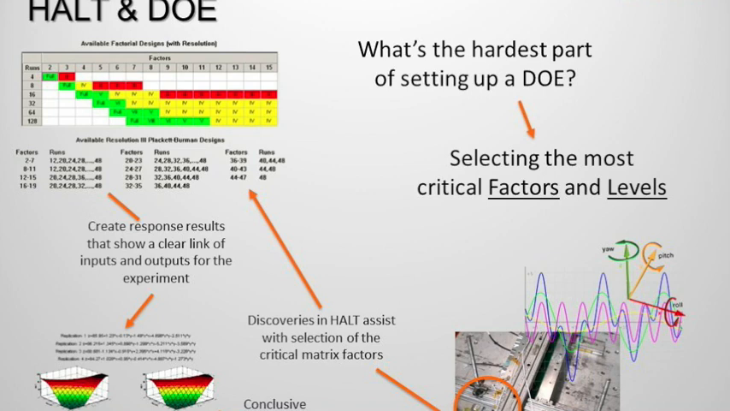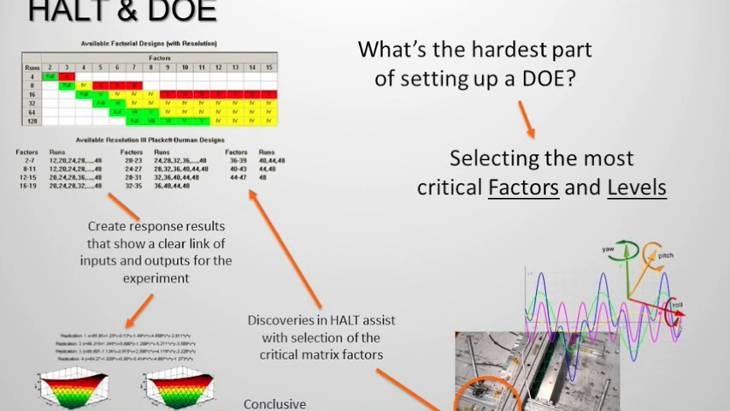Doesn't it seem like it would be of tremendous benefit to have experienced some relationships between stresses and failure modes? And you can do this very quickly in HALT testing within just 2 or 3 days. You can begin to see these relationships, and that will help shape the factors that you select. So in doing this, you'll see a direct link of inputs and outputs to the experiment. And you can do lots of different manipulations with the results in the DOE.